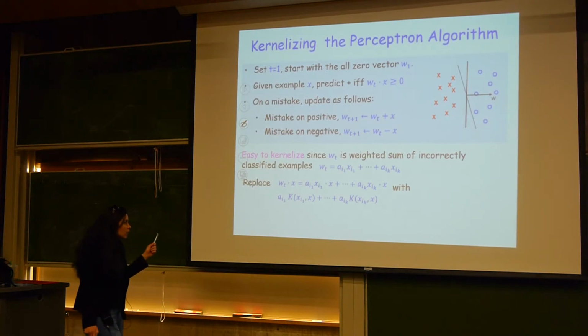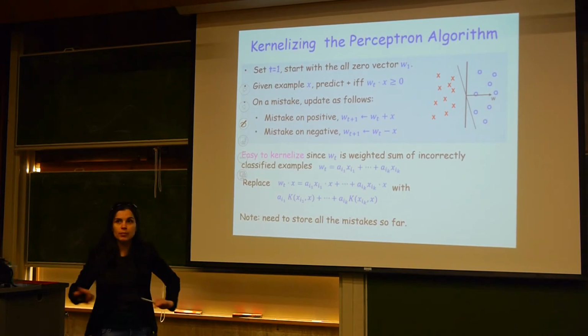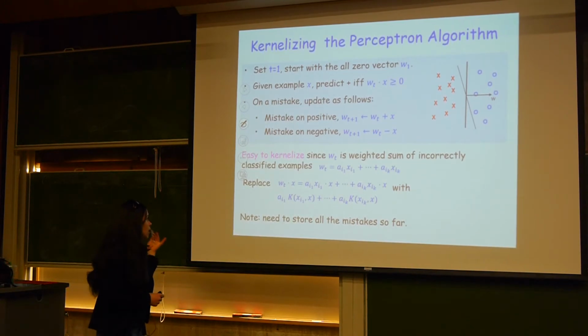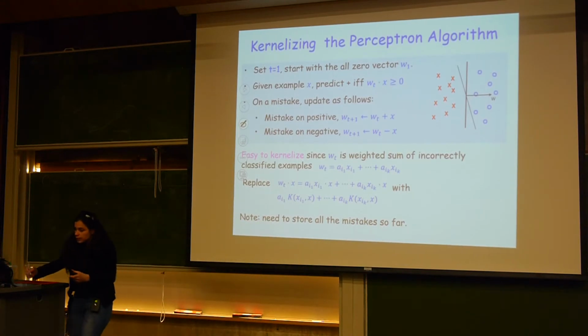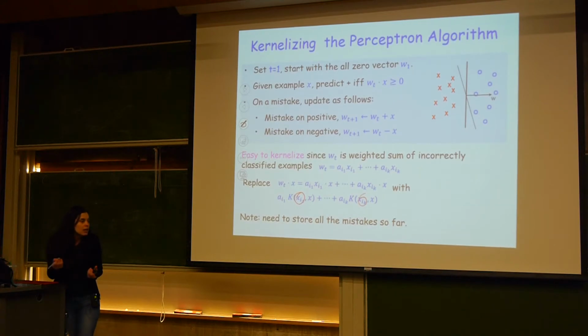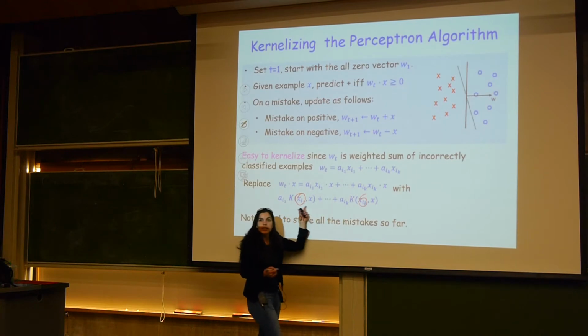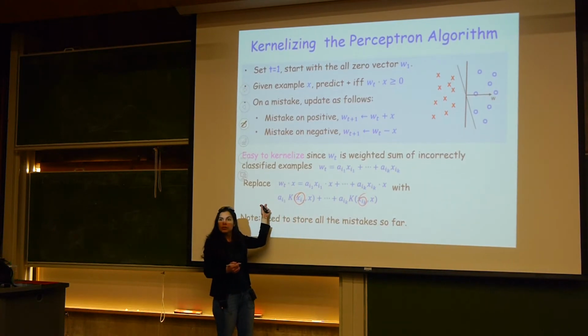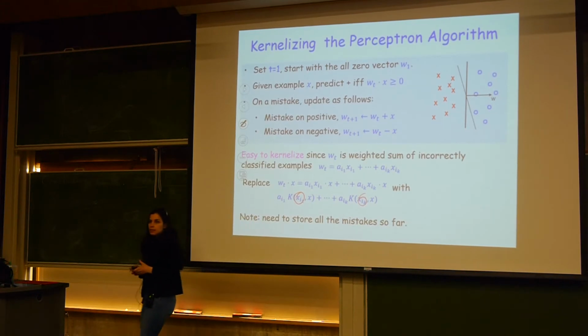There is one difference from the classic unkernelized Perceptron. In order to run the kernelized Perceptron, I actually need to store the mistakes. I need to store the examples on which I made mistakes, xi1, xi2, up to xik, because given a new example x, I need to compute this quantity over here, this weighted linear combination of kernel computations.